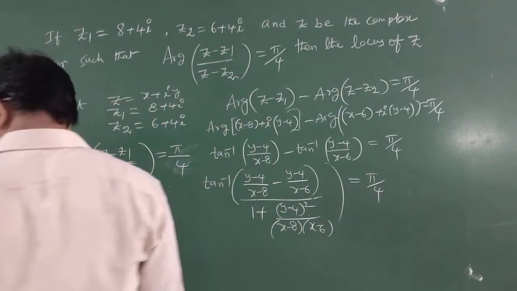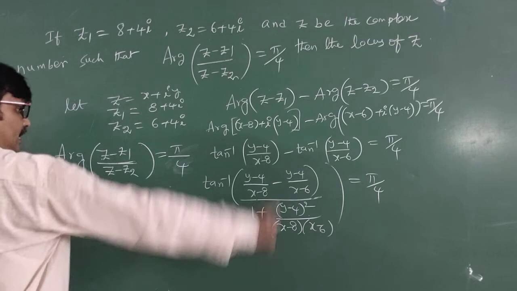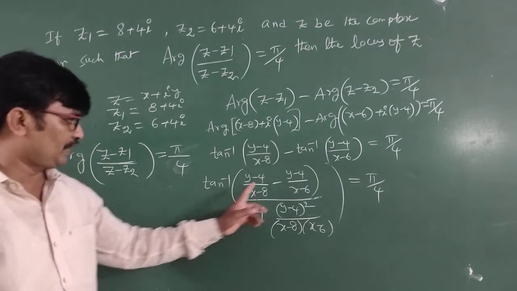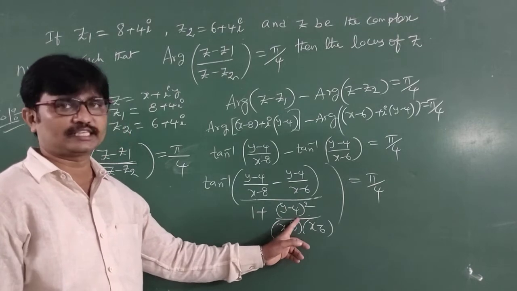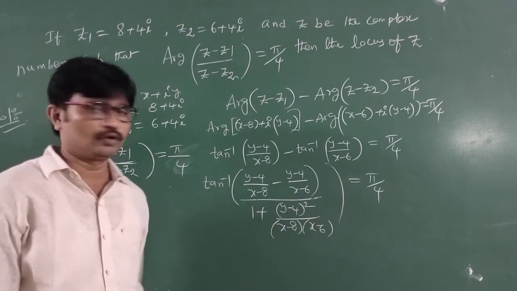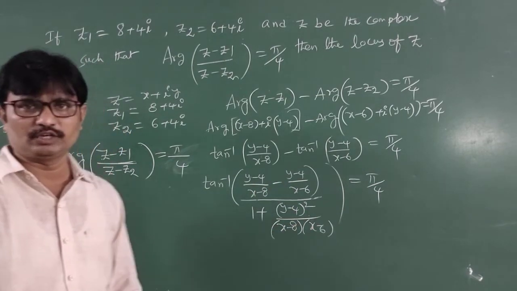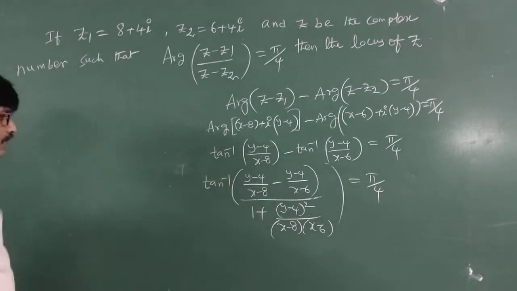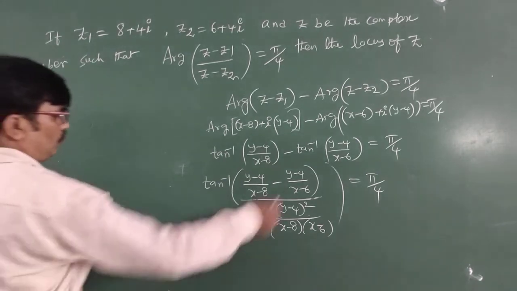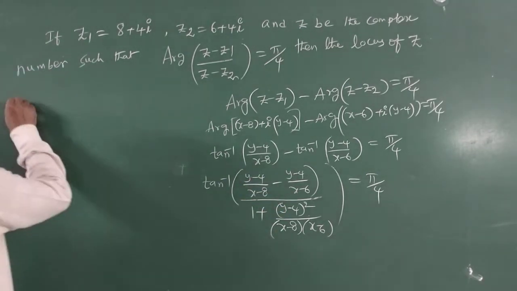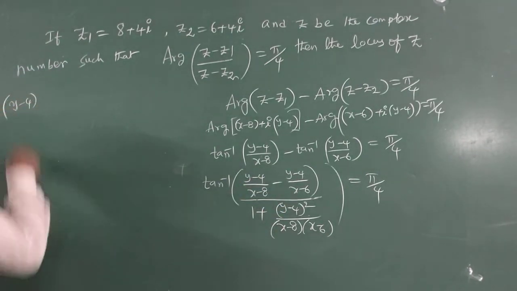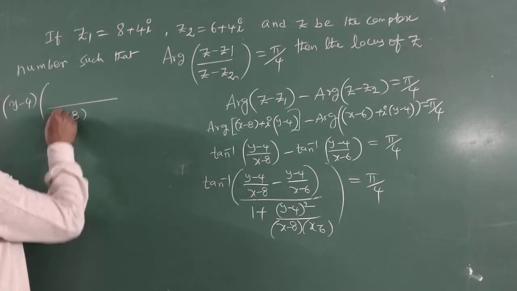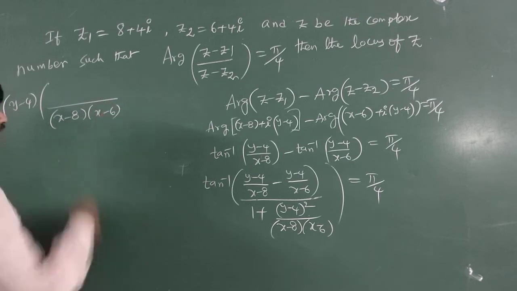Now students, what we observe here is that tan inverse x minus tan inverse y is tan inverse of (x minus y) by (1 plus xy), that is, with (y minus 4) whole square by (x minus 8) into (x minus 6). Now students, we can write this taking y minus 4 common. So what is the LCM? (x minus 8) into (x minus 6).